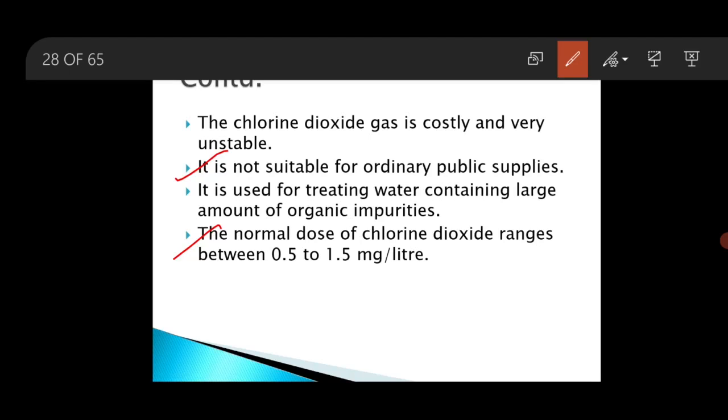So this is all about different forms of chlorine, and in the next class we will discuss types of chlorination. Thank you.